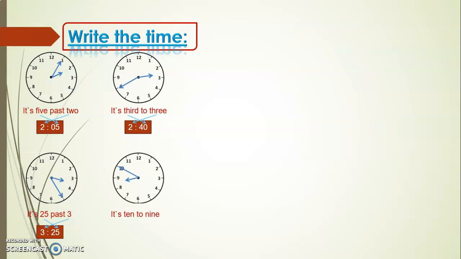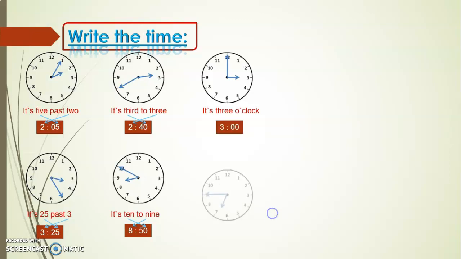Here, my time is 10 to 9. And in digits, we will minus 1 from the hours, which is 9. It will be 8:50. Here, my long arm stands just on 12, so it will be 3 o'clock. Here, the same, my time is quarter to 7. I'll minus 1 from the hours. It will be 6:45.